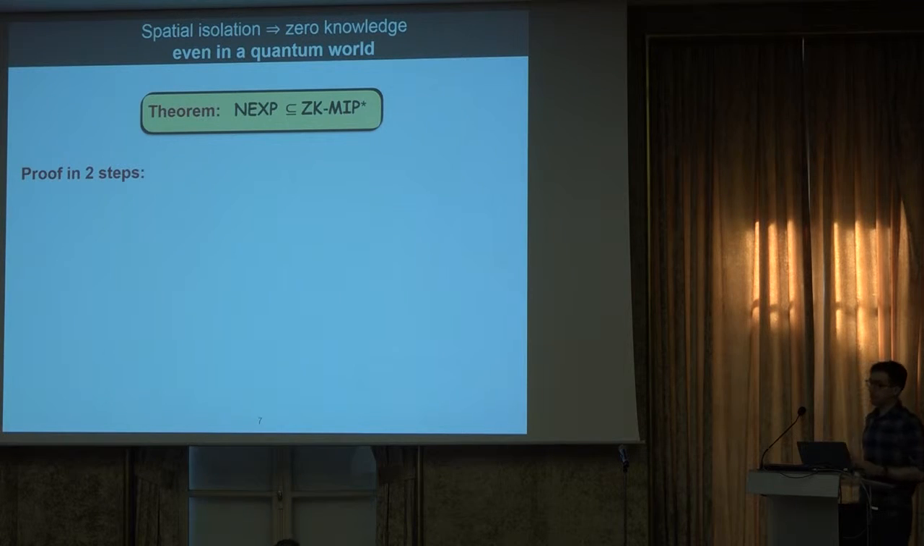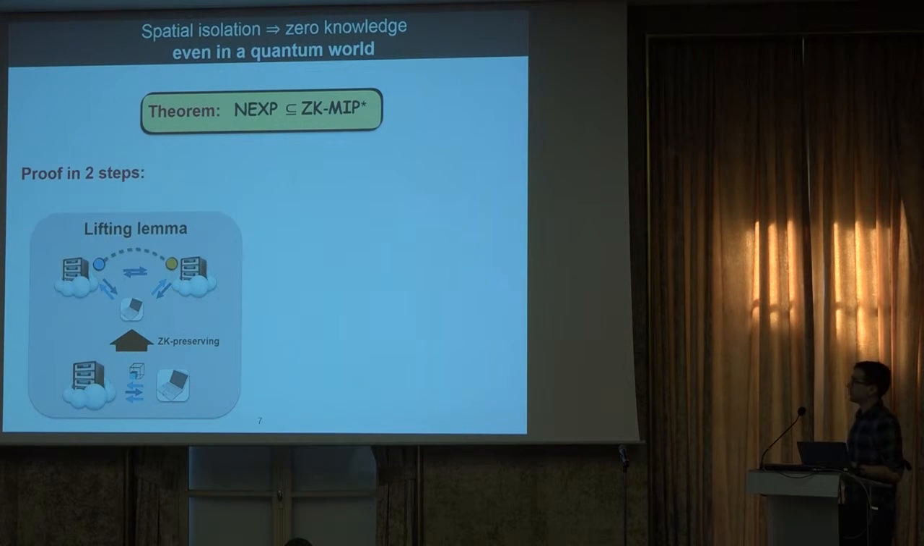Okay. So the proof is in 2 steps. The first step is a lifting lemma. It takes some classical object, which is a special model of a PCP plus some interaction, and I'll explain what that is in a second, along with a lifting lemma that says if you have such a thing, then you can get a protocol that is sound in the entangled setting. And this lifting lemma, we show that it preserves zero knowledge. That is, if the thing you started with has a zero knowledge property, then the resulting protocol will also have a zero knowledge property.